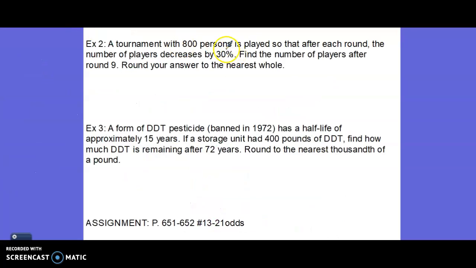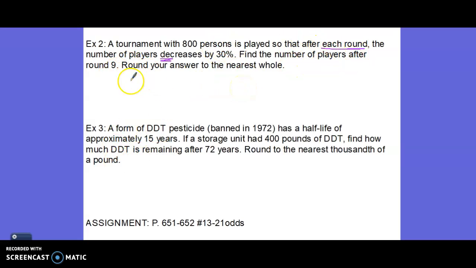Okay, let's look at the next one. You notice I don't have very many problems here because it's repeating over and over again. But if you notice in this problem, we have a tournament of 800. The number of players decreases by 30% per round. So that's why you can't really say the t is always in years. It depends on the problem. Find the number of players after round 9.